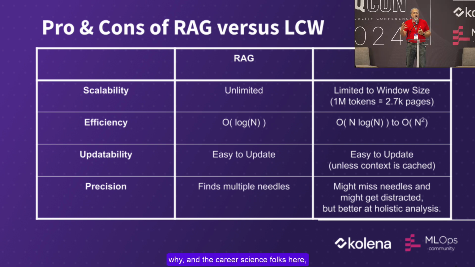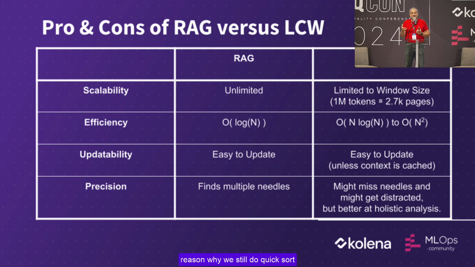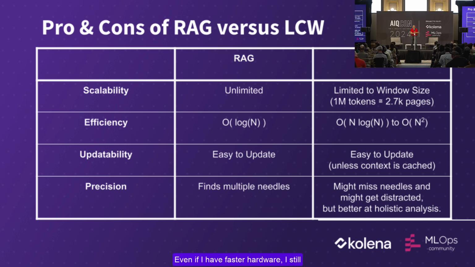It's the same reason why, and the computer science geeks here will get this, we still do quick sort versus bubble sort, right? Even if I have faster hardware, I still want to do quick sort. It's cheaper, it's faster, it's lower power, it's better consumption, it's lower latency, et cetera, et cetera. The efficiency of RAG is way higher than LCW. This is the reason why. If you ask me, give me one reason why, it will be that one.